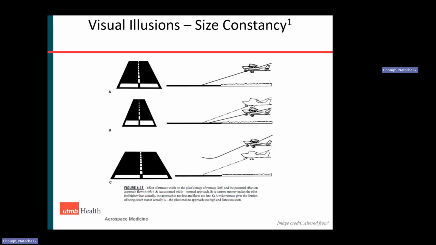Altogether, when the runway is narrow, there's a tendency to feel like you're too high and incorrectly compensate by coming in too low. And when the runway is wide, there's a tendency to feel like you're too low and incorrectly compensate by coming in too high, putting the pilot at risk for flaring too early.